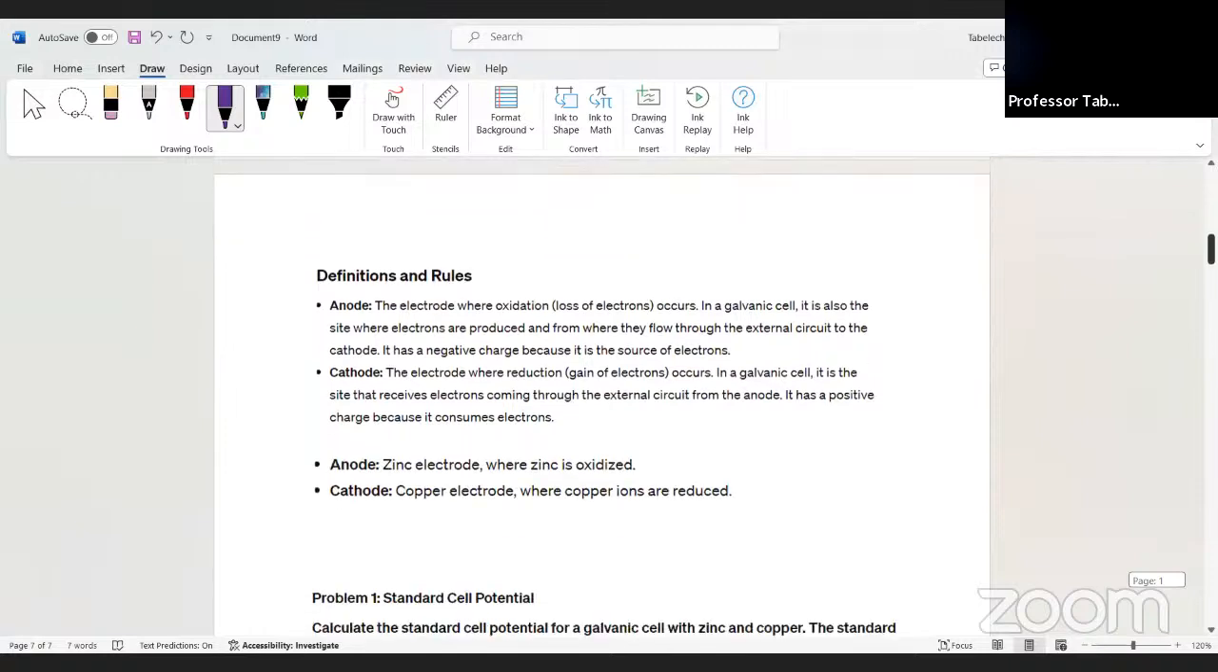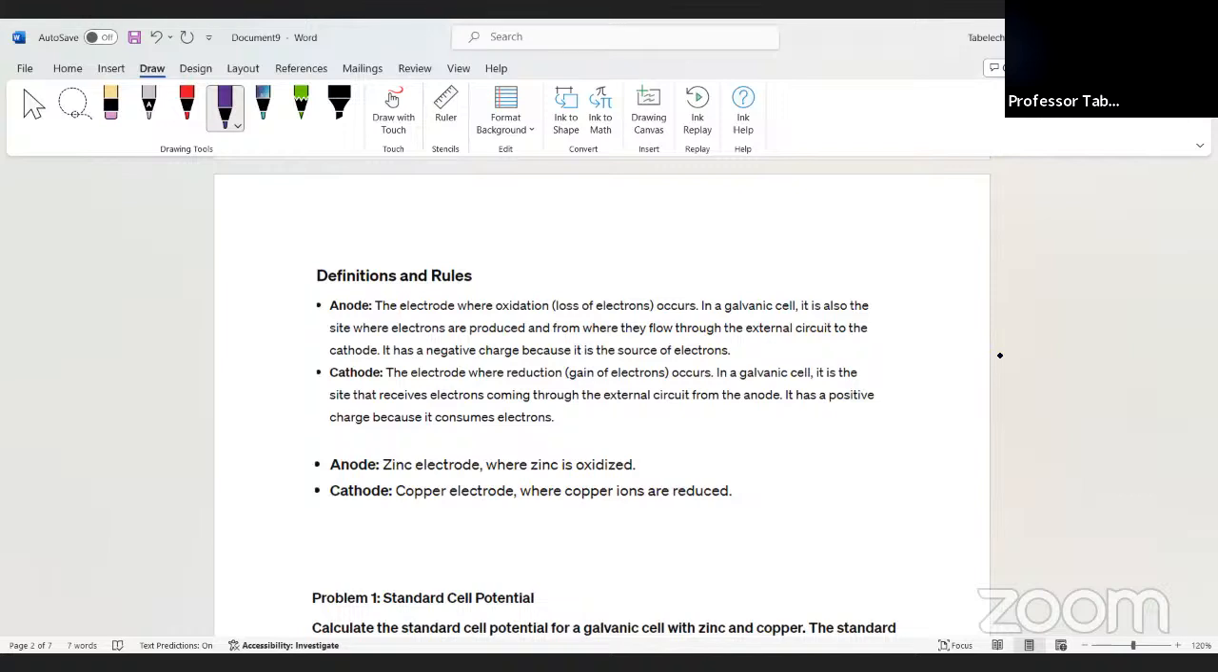All right. So here are some things you got to know also when it comes to oxidation rules and remembering how to do electrochemistry formulas. And also, when you're dealing with cathodes and anodes, okay, there are some key things I want you all to know. All right. So anodes, that's where your oxidation is occurring, where you're losing electrons. Okay. So when you're in a galvanic cell, it is also the site where electrons are produced, okay, and from where they flow through the external circuit to the cathode. It has a negative charge because it is the source of electrons.